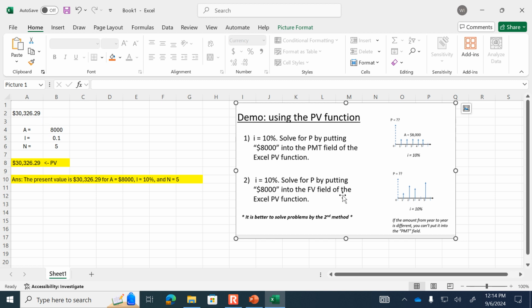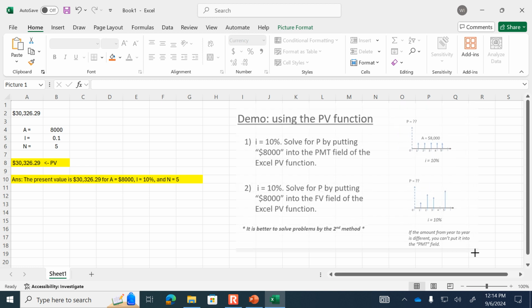All right. So that is the answer to question 1. Question 2, we have a different cash flow diagram.